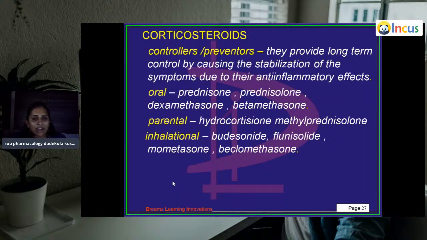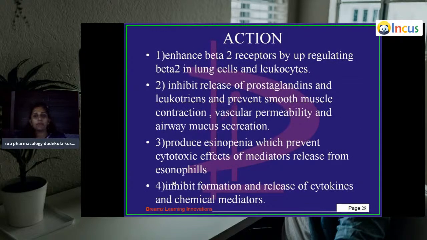They are further classified as oral, parenteral, and inhalation. Oral: prednisone, dexamethasone, betamethasone. Parenteral: hydrocortisone, methylprednisolone. Inhalation: budesonide, fluticasone, mometasone, beclomethasone. All these drugs are approved for asthma.